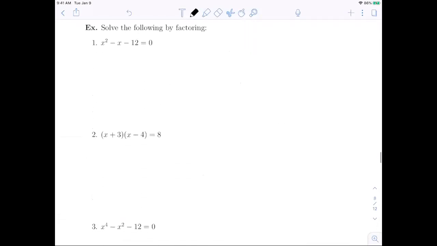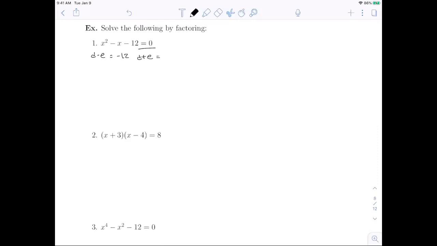These next 3 problems are pretty cute. I think that's all we're going to try for today. Okay, cool. So how can I factor x squared minus x minus 12? I already have it equal to 0, so I don't need to move anything around. So I'm looking for 2 numbers that multiply to negative 12 and add to what?